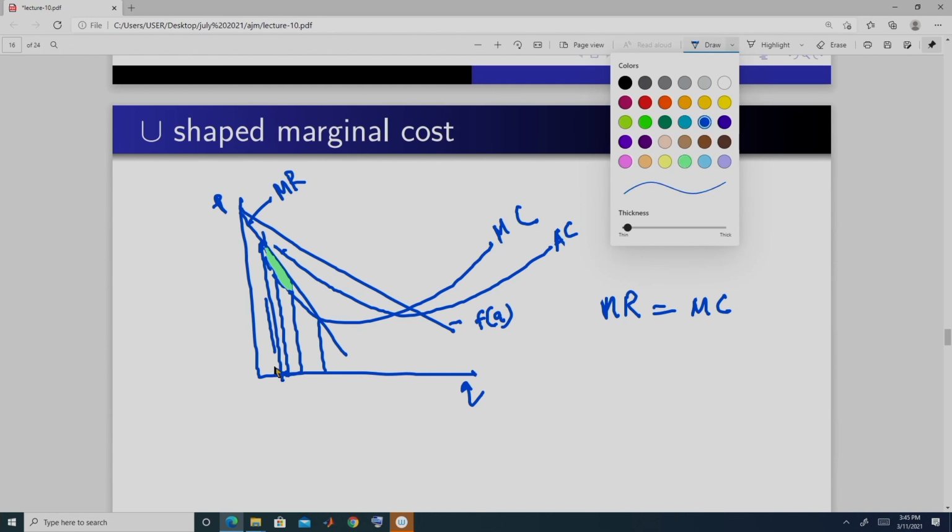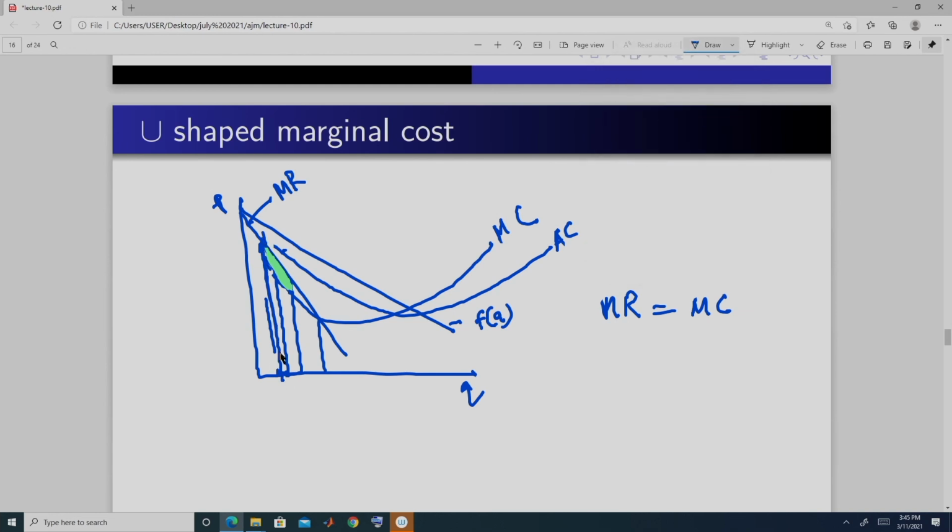So, that is why the monopolist will not choose this output, but instead it will choose this output, because at this output we know if it increases more than this, then it is going to make an additional loss. If it produces less than this, then by producing a little bit more, it can generate some additional surplus.